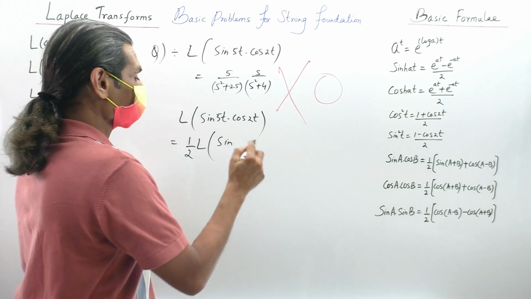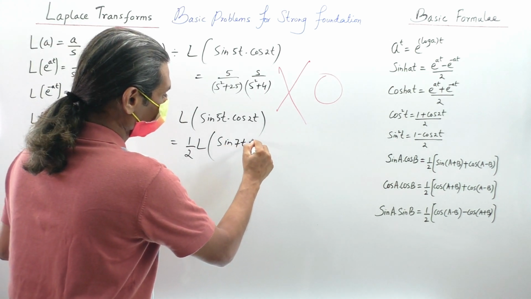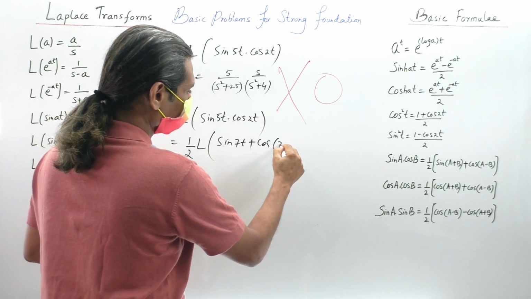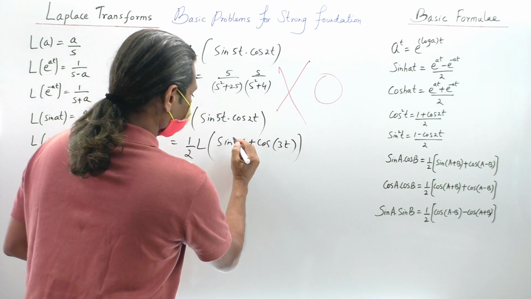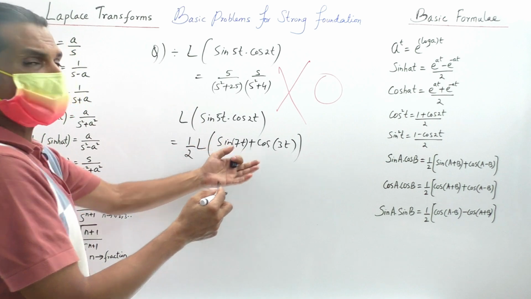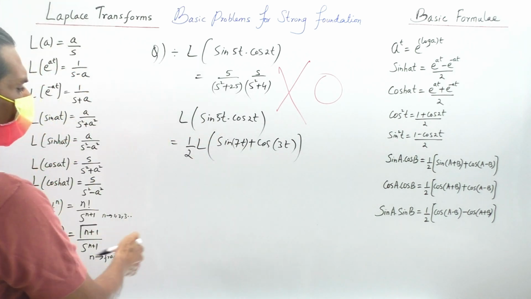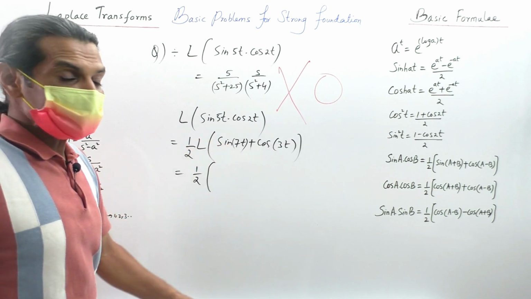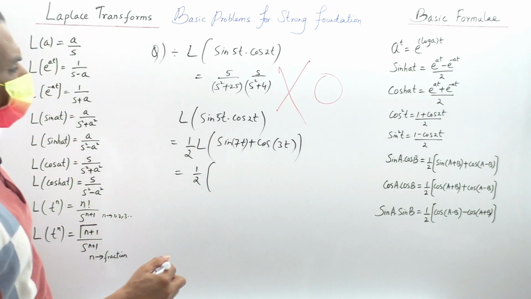Phi t plus 2t is 7t, plus cos of (a minus b). Cos of phi t minus 2t is 3t. That's all. Okay, now you have it in standard form, plus of the standard form. So the answer will be now 1 by 2. What is Laplace of sin at? Laplace of sin at is a by s square plus a square, a is 7 here.